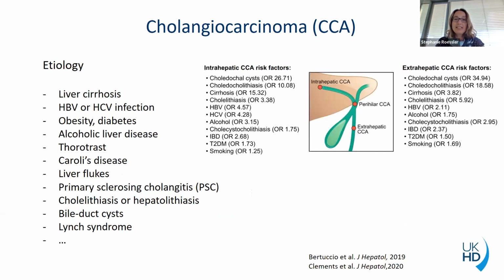As you can see, there are also differences in association between intrahepatic CCA and extrahepatic CCA and the different etiologies. For example, liver cirrhosis is mainly associated with intrahepatic CCA, versus other factors like cholangiocarcinogenesis, which is more associated with extrahepatic CCA. So there might also be differences in the anatomical localization of CCA.